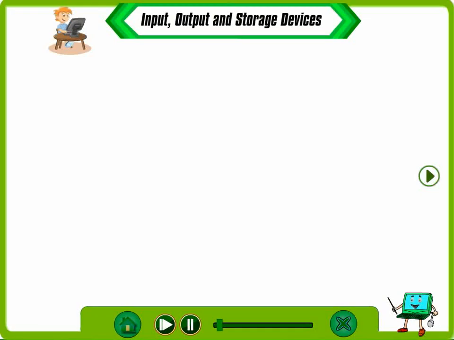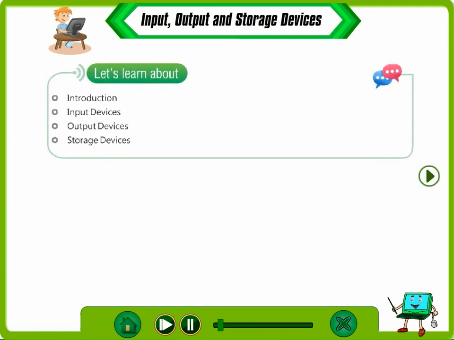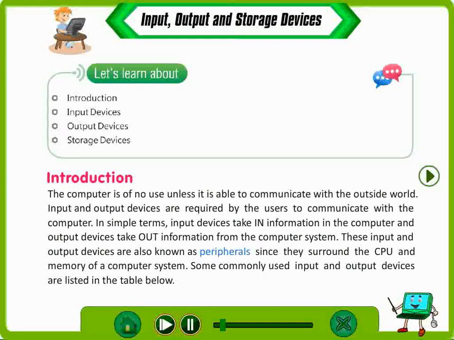Input, output and storage devices. Let's learn about introduction, input devices, output devices, storage devices. Introduction. The computer is of no use unless it is able to communicate with the outside world.